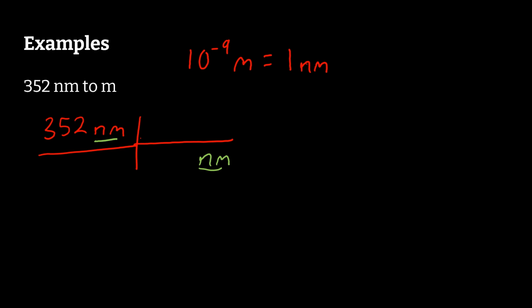And we're able to plug that in. So we have 1 nanometer equal to 10 to the negative ninth meters. And we're able to solve. Multiply the top, divide the bottom. We end up with 3.52 times 10 to the negative 7th. And in this case, it will be our meters.